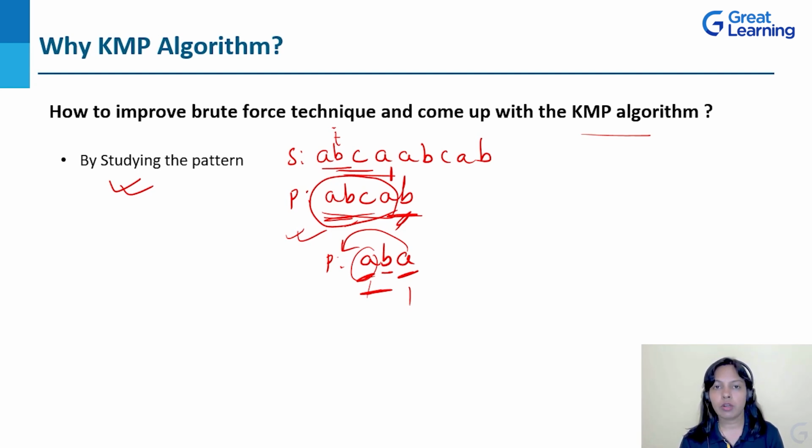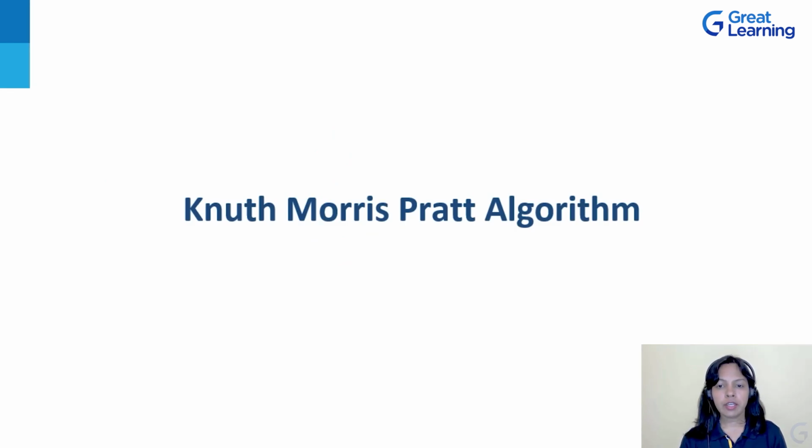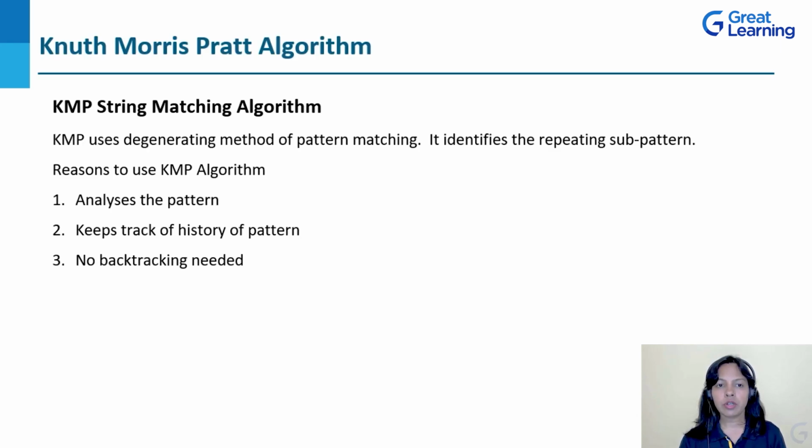Let us talk about the KMP algorithm, the Knuth-Morris-Pratt algorithm. The name of this algorithm is shortened to K, M, and P. It comes from the people who invented this algorithm and gave the idea of it, that is Knuth, Morris, and Pratt. The name of the KMP algorithm is behind their names themselves. Now, the KMP string matching algorithm.